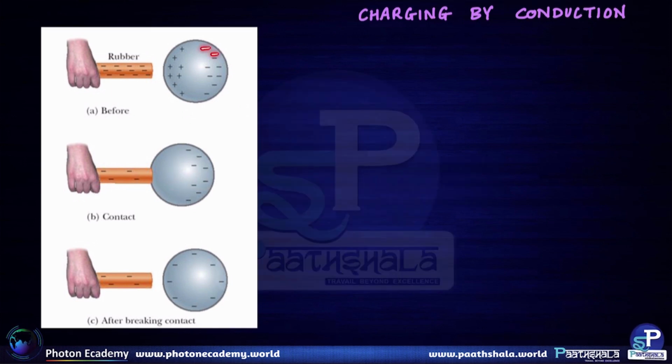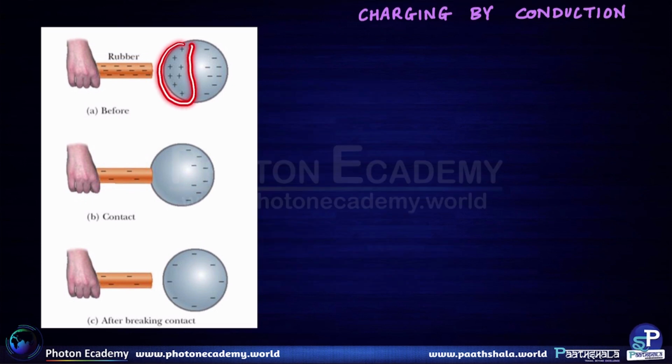Currently, the electrons are being pushed away because of being repelled by the incoming rubber rod that has excess electrons. And hence, effectively, the left hand side portion of this sphere is effectively positively charged, and the right hand side portion of this sphere is effectively negatively charged.